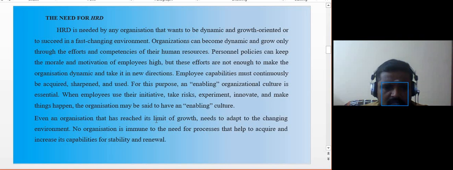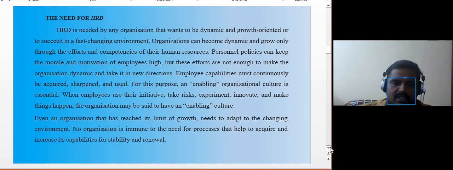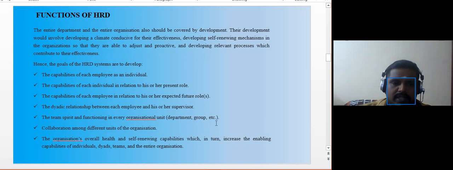And even an organization that has reached its limit of growth needs to adapt to the changing environment, and no organization is immune to the need for processes that help to acquire and increase its capabilities for stability and renewal. So these are the needs for human resource development.